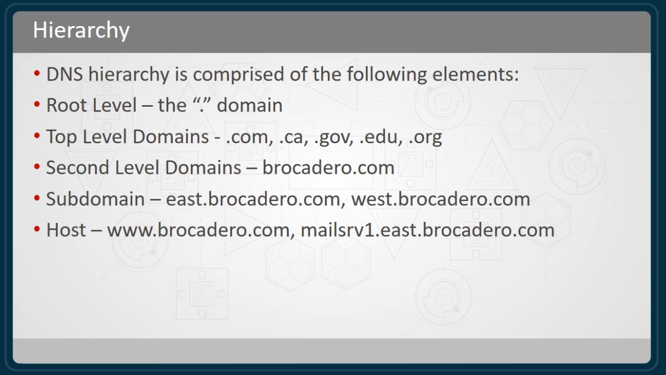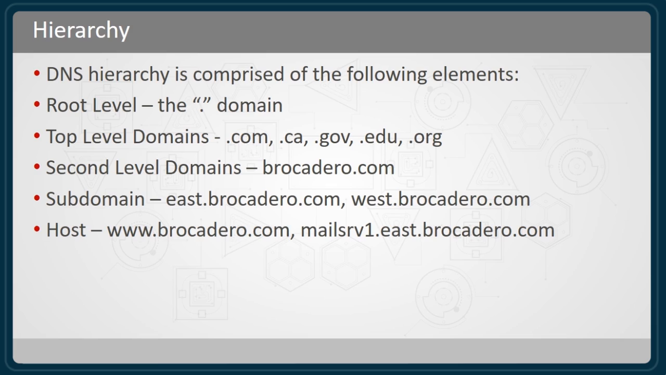The root servers only need to know about the next level down, the top level domains: .com, .ca, .gov, .edu, .org, the extensions we're all familiar with. So it forwards the request to the appropriate top level domain. And if I'm looking for brocadero.com, in this case it would send it to a .com server. One of the .com servers would have a publicly registered entry for Brocadero.